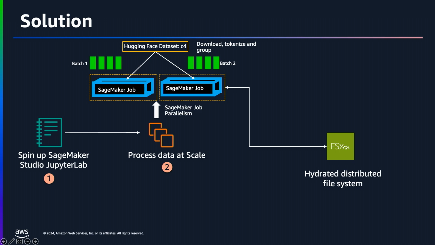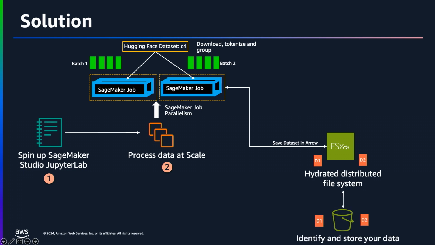Now, Hugging Face C4 shards its dataset into multiple different files, and we will process those files in batches with these SageMaker jobs that we have spun up. Every job will be processing its own batch of data. Once they are done with processing, each job will save those batches as a dataset in the Arrow format.